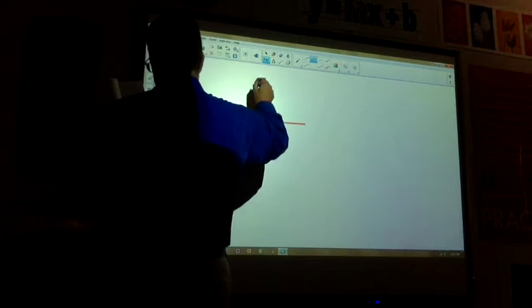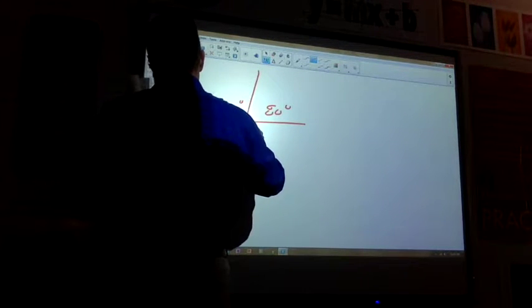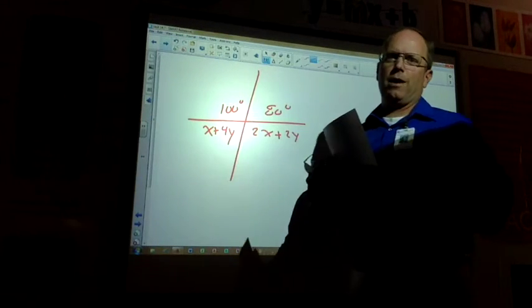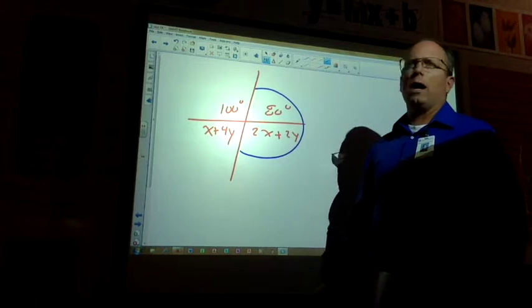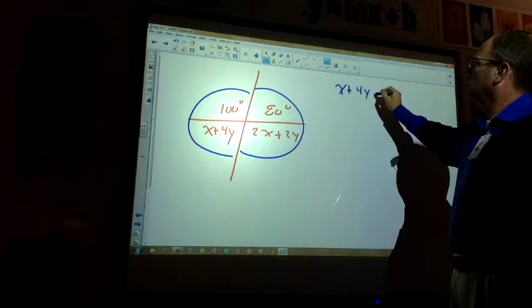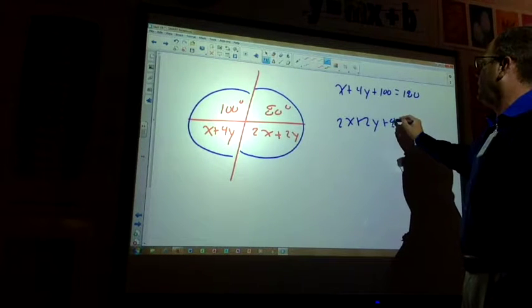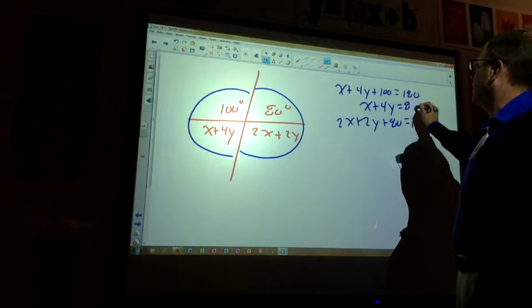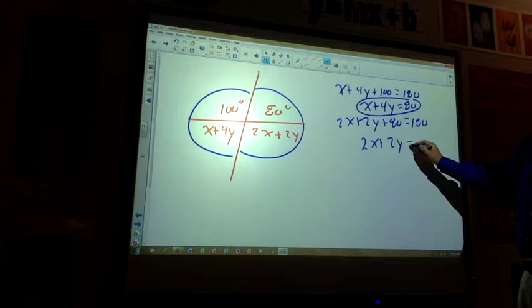Number four. 100 degrees, 80 degrees. X plus 4y degrees. Is it 2x plus 2y? All right. So I know that this plus this have to equal what? 180. And this plus this equals what? Sweet. So x plus 4y plus 100 equals 180. And then 2x plus 2y plus 80 equals 180. So x plus 4y is equal to 80. I just modified the top one. And then the bottom one, 2x plus 2y equals 100.